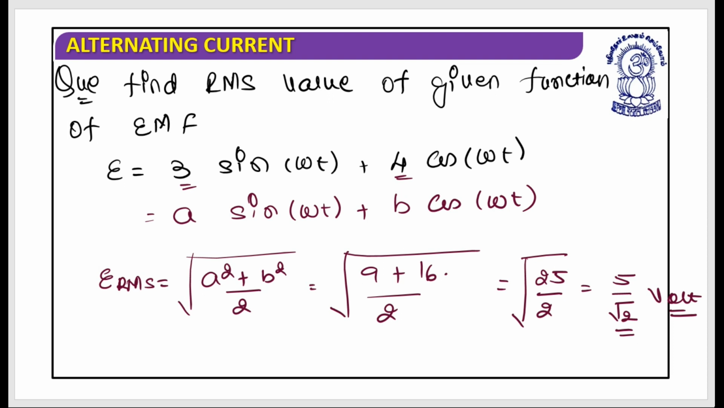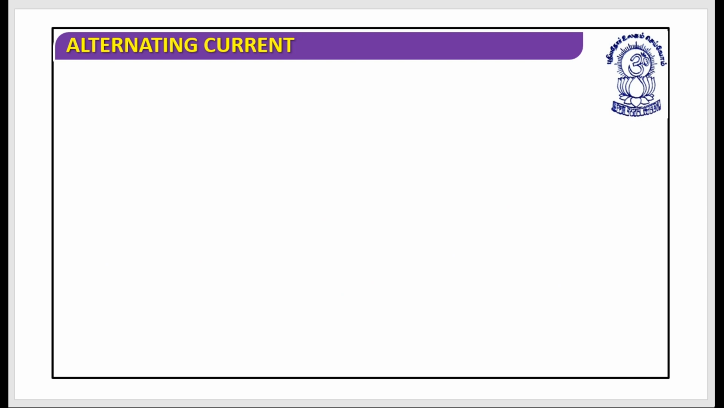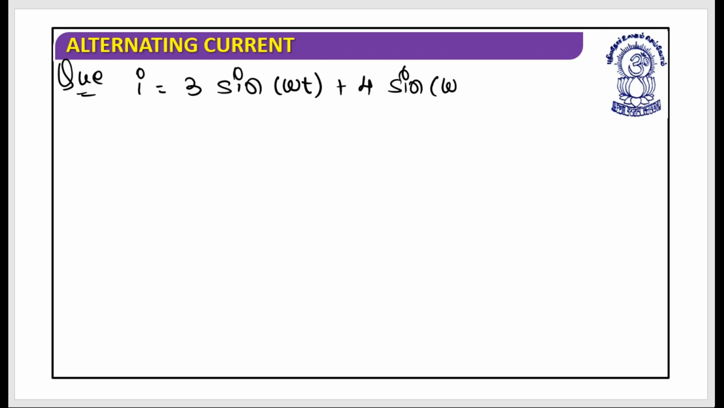So now, will you be able to do this? Can you do this? Are you sure? Great. Let's look at the next question. Suppose the question is current I equals 3 sine omega t plus 4 sine omega t. Find the RMS value of the given current.